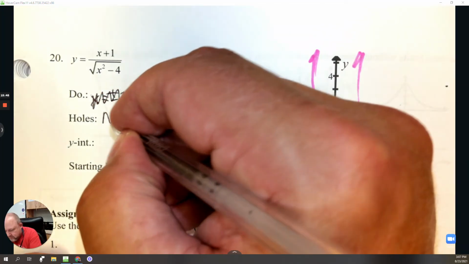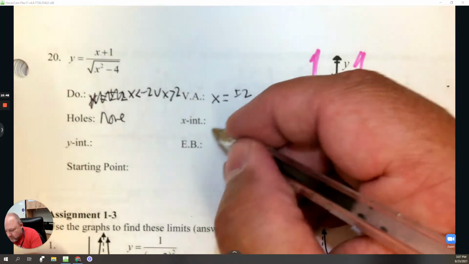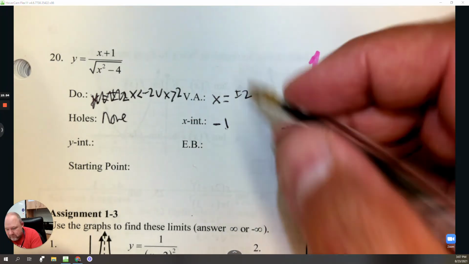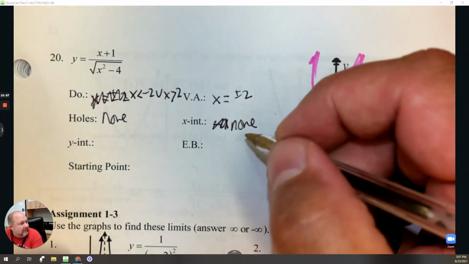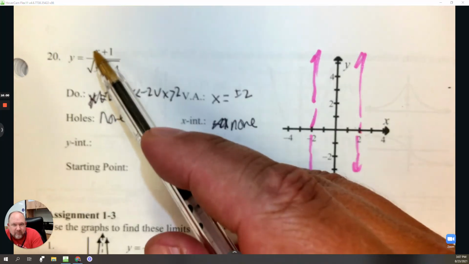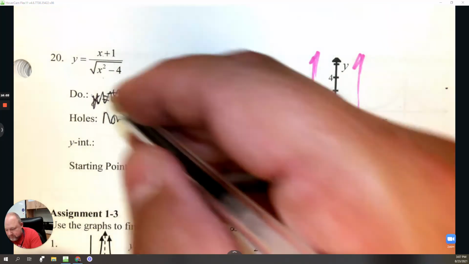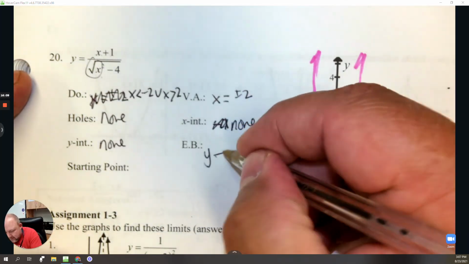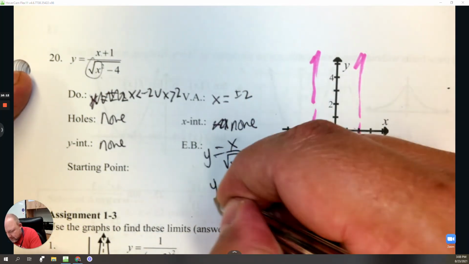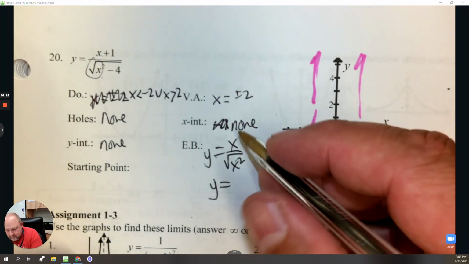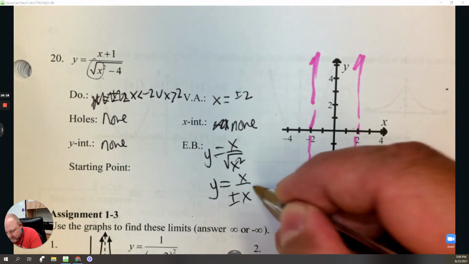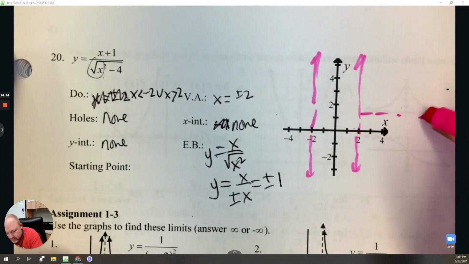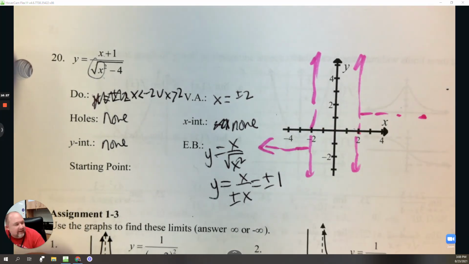There's no holes. X-intercept, negative 1 from the numerator, and it crosses over. But negative 1 is not in my domain, so that means there's no x-intercepts. There's no y-intercept. If you put in 0, you get a negative answer in the square root, so there's no y-intercepts. The end behavior, if I look at it, it's going to be the square root of x squared. So it's positive and negative. So if I think of it as positive 1 and negative 1, and then I need just to graph it.